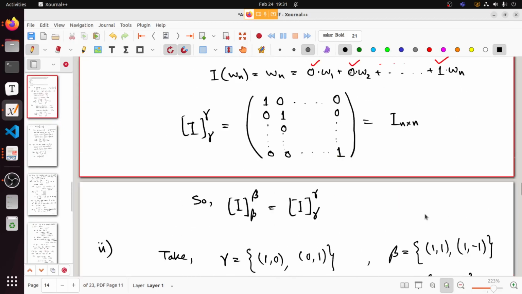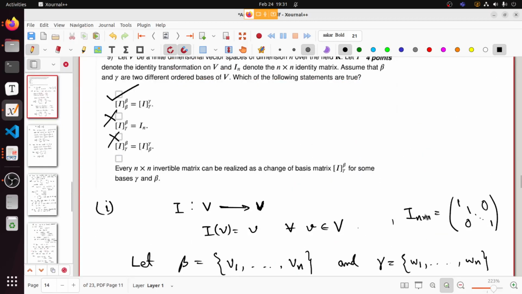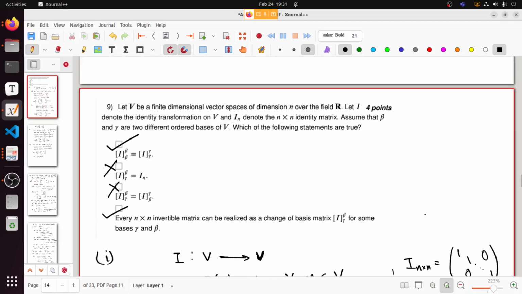So you have shown that option number 4 is also true. Any invertible matrix can be realized as a change of basis matrix for the identity transformation with some bases gamma, beta. So question number 9 is also done.